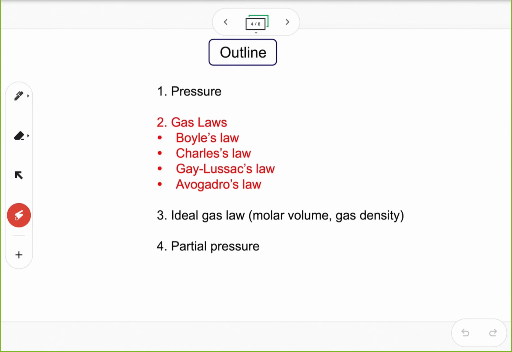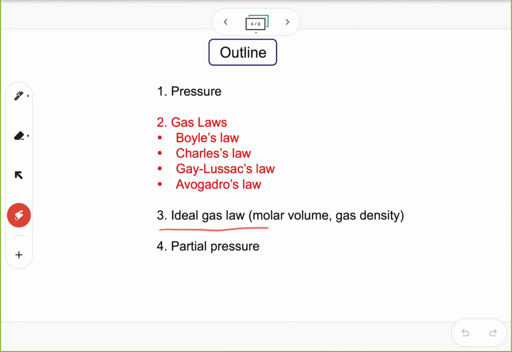Now, the second topic of Chapter 10 is about gas laws. In this topic, we're going to talk about 4 gas laws: Boyle's law, Charles's law, Gay-Lussac's law, and Avogadro's law. We'll talk about them one by one.